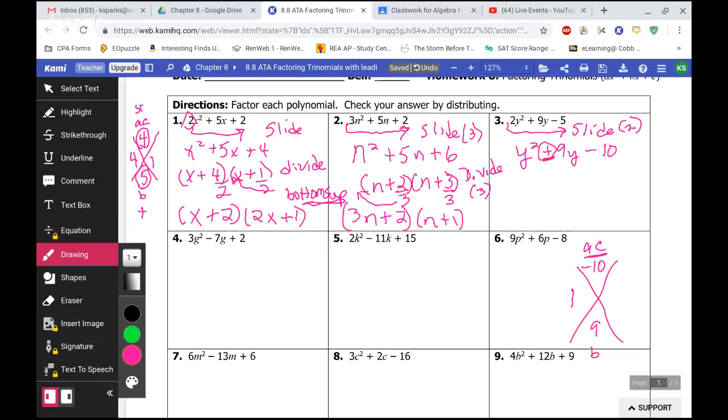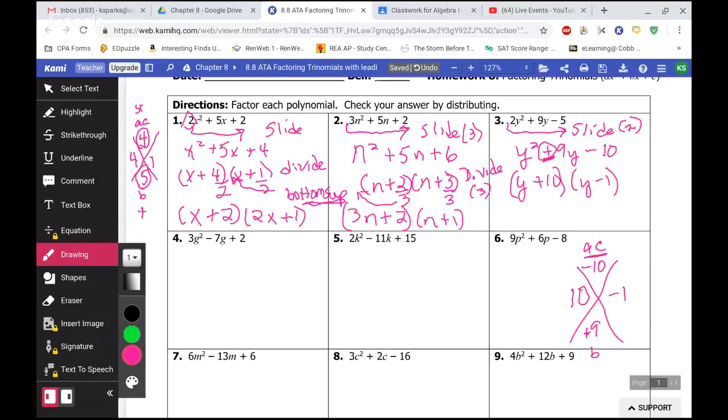Right? Because you find the difference and give the sign of the higher one. And what is the sign on the 9? Positive. Does that make sense? Yes. Okay. So now we have y plus 10, y minus 1.